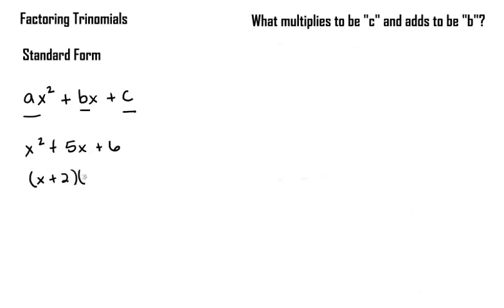Factoring trinomials. Before moving on to some examples, let's first talk a little bit about trinomials. The standard form of a trinomial is ax squared plus bx plus c, where x is a variable and a, b, and c are numbers. The reason it's called a trinomial is because it has 3 terms. And when factoring a trinomial, we factor it into 2 binomials. So given the example x squared plus 5x plus 6, it factors into x plus 2 times x plus 3.